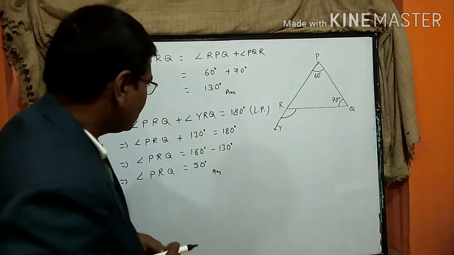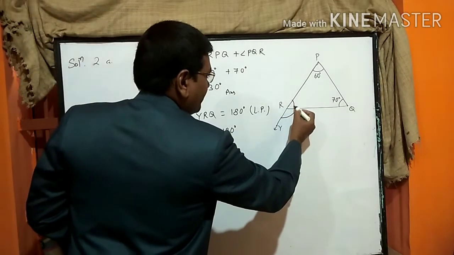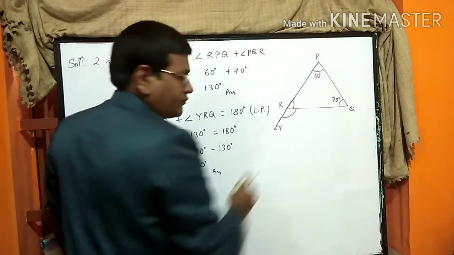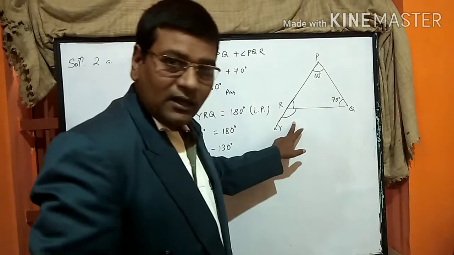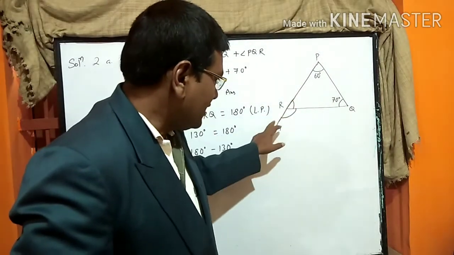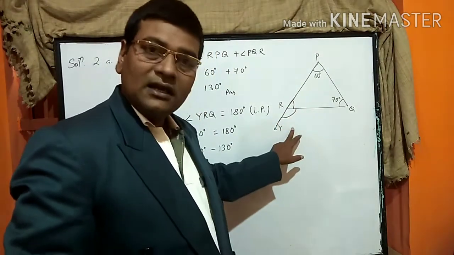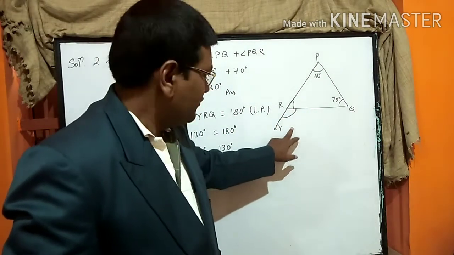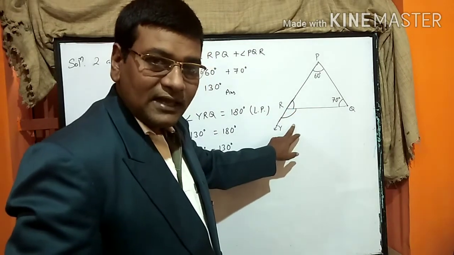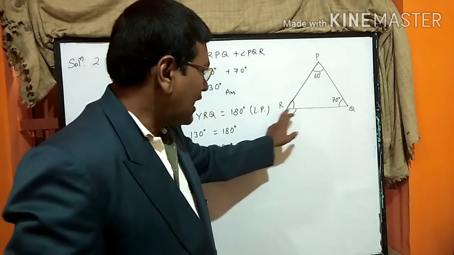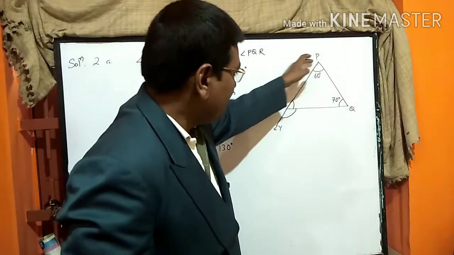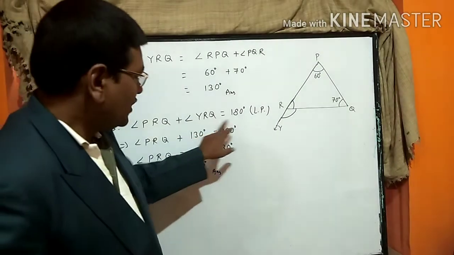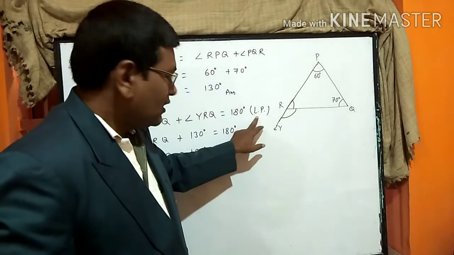Number 2, you know that these two angles lie on the same line segment, so they make a linear pair. Sum of these two angles will be 180 degree. This is interior angle and this is exterior angle. YRQ plus PRQ, PRQ plus YRQ equal 180 degree, linear pair.